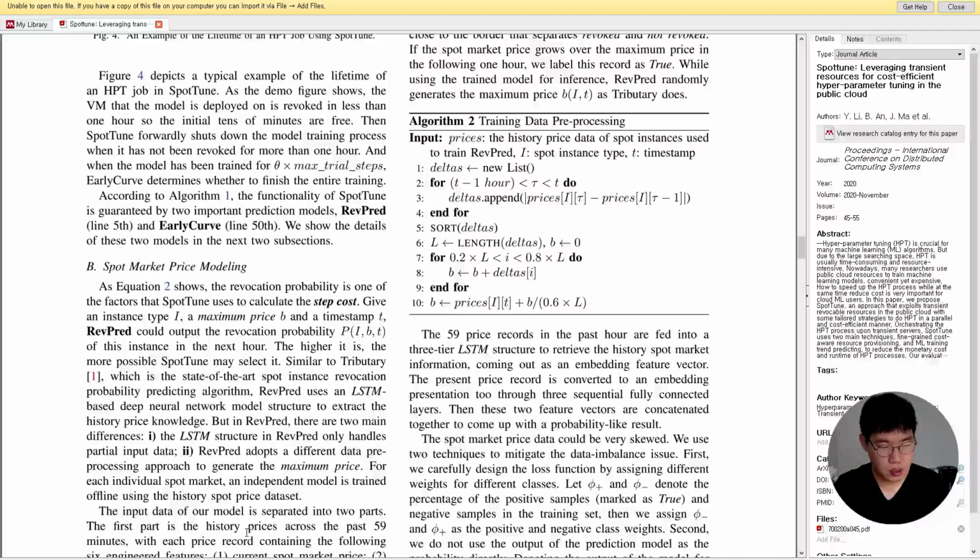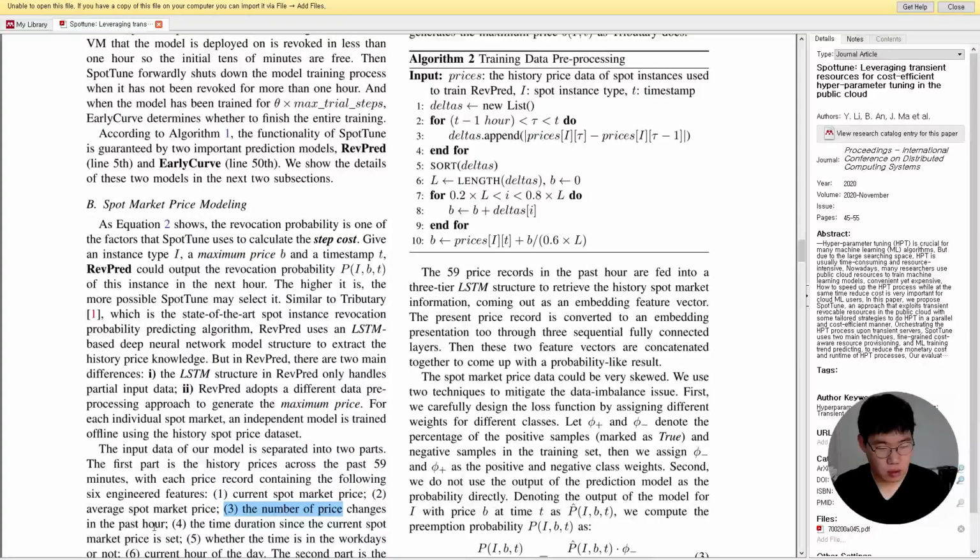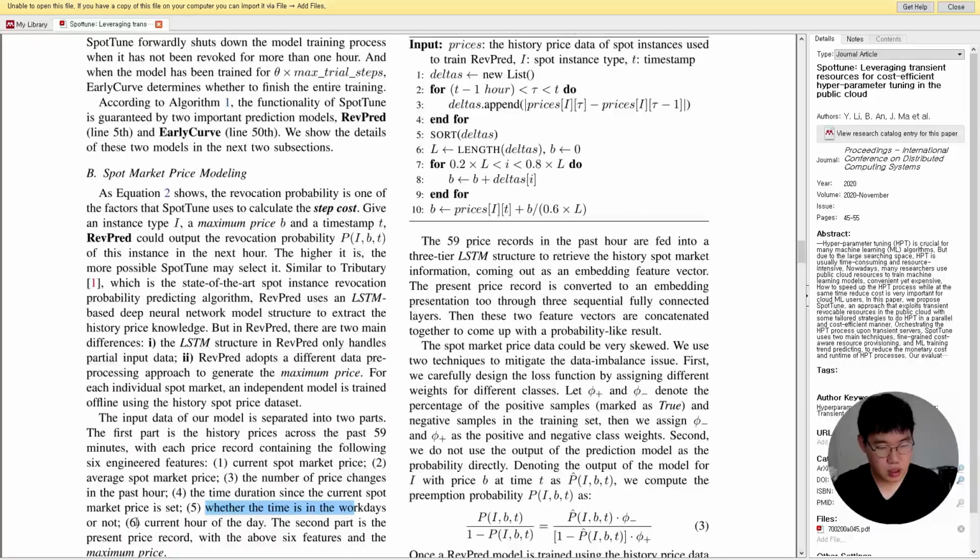The first part is the historical prices across the past 59 minutes, with each price record containing the following 6 engineered features. First, current spot market price. Second, average spot market price. Third, the number of price changes in the past hours. Fourth, the time duration since the current spot market price was set. Fifth, whether the time is a workday or not. Sixth, the current hour of the day.